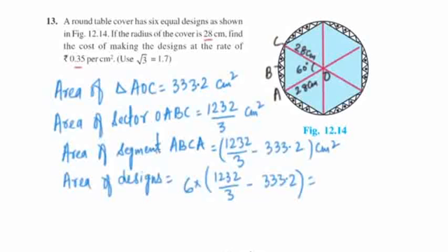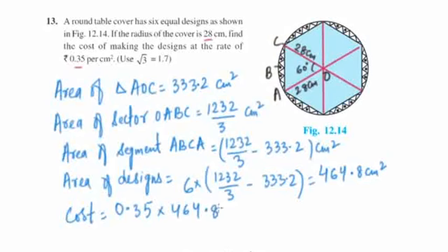So basically the area of segment ABCA is the area of one of the design, and as there are 6 designs, we will just multiply it with 6. So we'll get the area of designs as 464.8 square centimeter. Now to find the cost, we just need to multiply 0.35 because the rate is given with 464.8, and we'll get the cost as rupees 162.68. So that is the cost of making the designs.